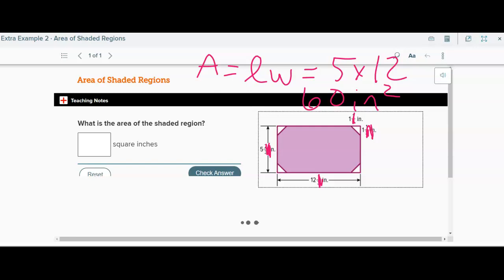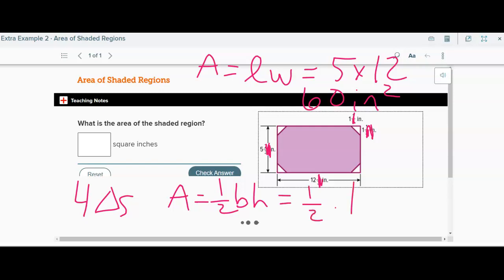Well, if you look, the unshaded part is 4 triangles. So I have to find 4 triangles, but they are all the same. And the area of a triangle is half the base times the height. Now for these little triangles, the base and the height are both 1. So 1/2 of 1 times 1, which is just 1/2. So each of these little triangles has an area of 1/2. This one's 1/2, this one's 1/2, this one's 1/2, and this one is 1/2.